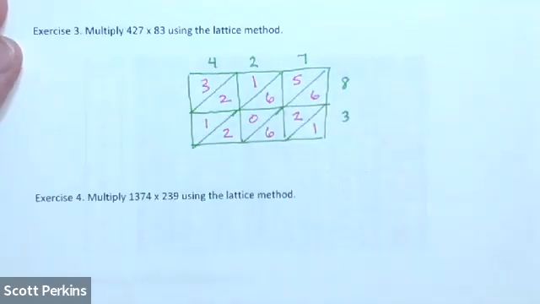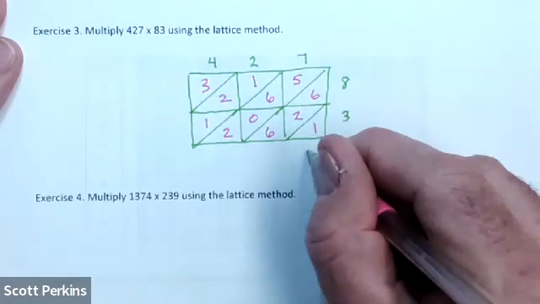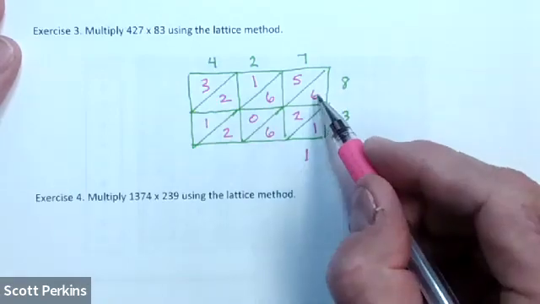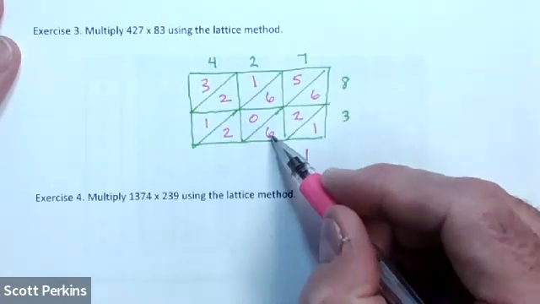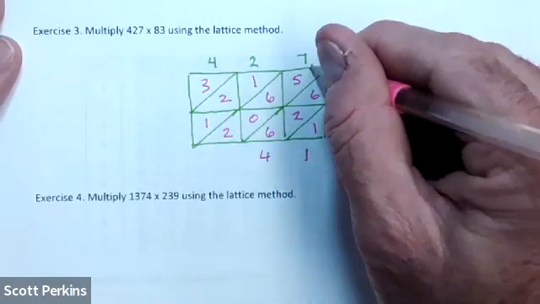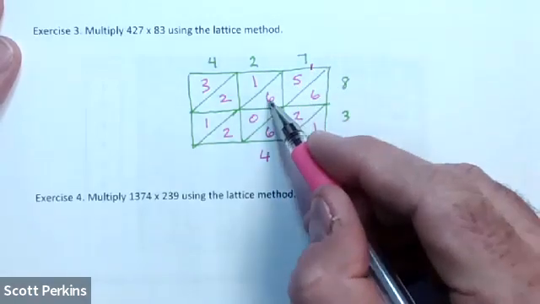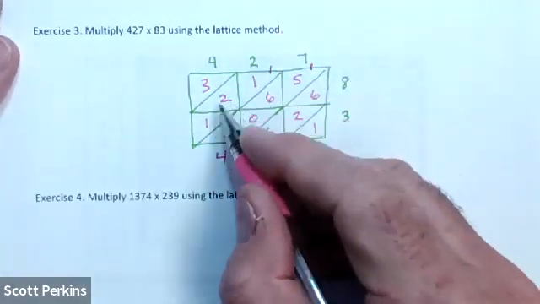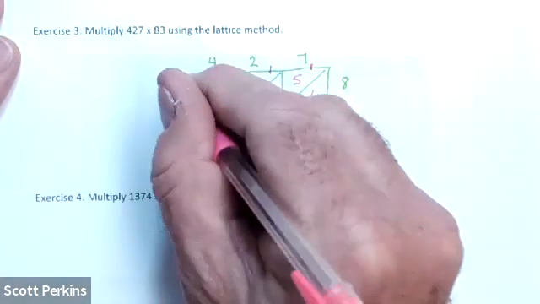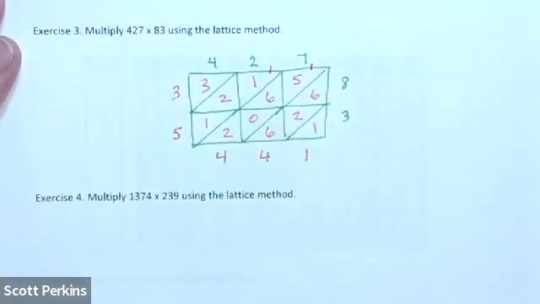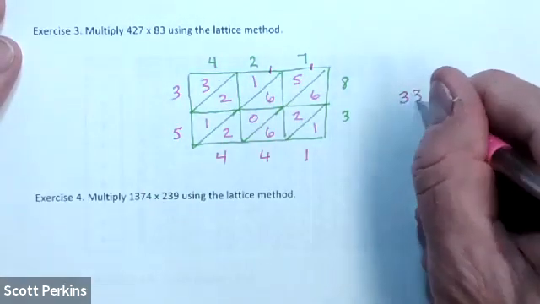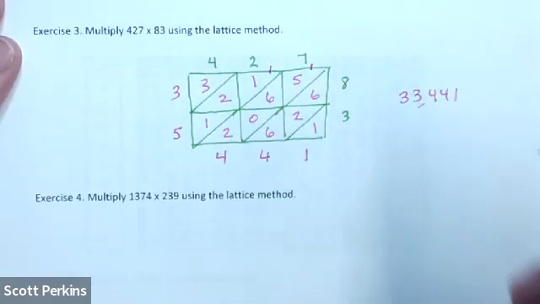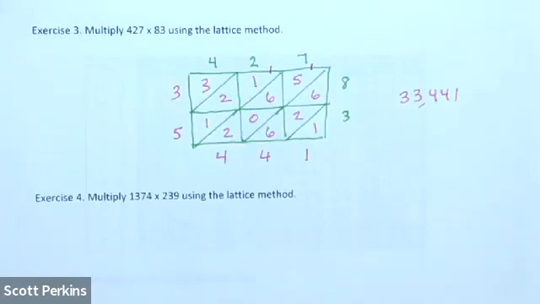And now when I add along my lattices, my last digit, my units, is 1. My tens, 6 and 2 is 8, and 6 is 14, carry the 1. And then we've got 6, 12, 14, carry the 1. 1 and 1 is 2, 4, 5, and then finally 3. So reading around the edges, I've got 33,441 as the answer. Did I make any mistakes, or do you have something different than I do and we need to figure out why? What's up?